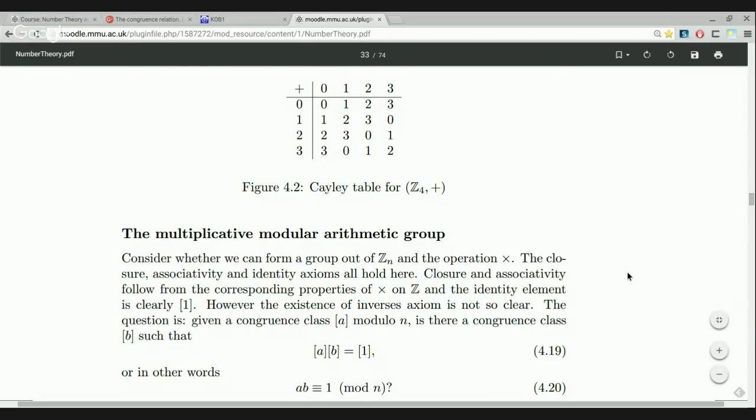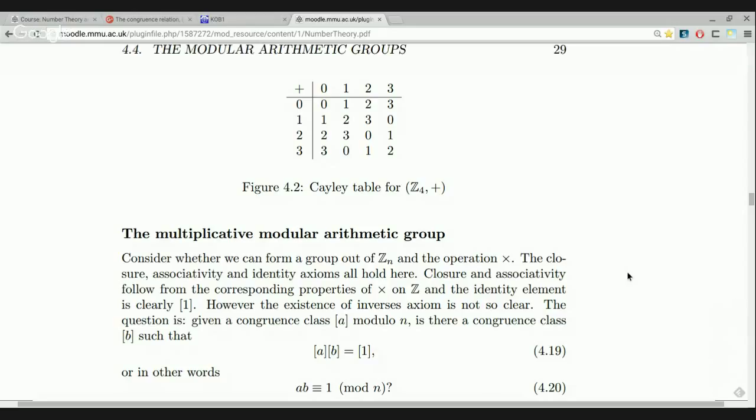So that's all very well for addition. What's more interesting, and since we're in number theory and we've been talking so far about divisibility and the prime numbers, that's all really to do with the operation of multiplication. So really we're interested in the multiplicative group on Z10.